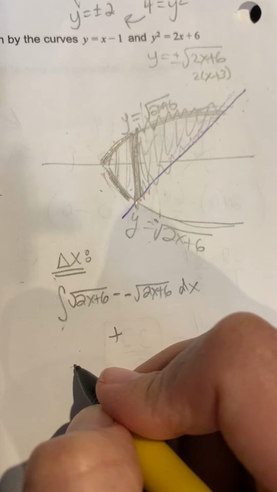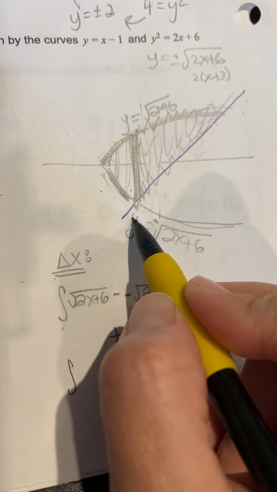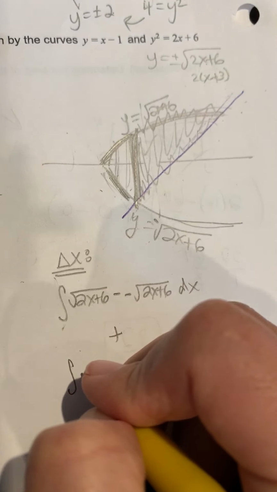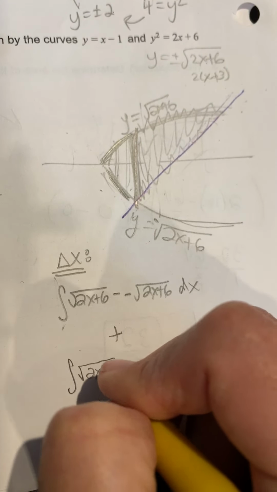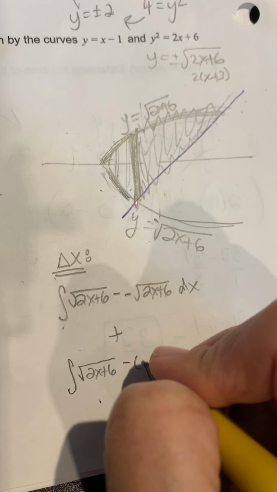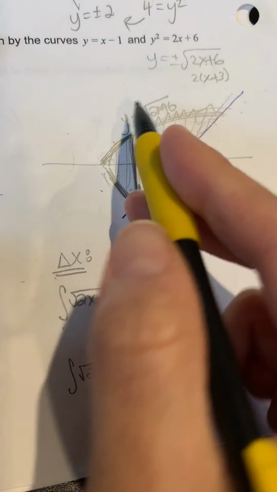So, and then this next part's going to be whatever that number is up to wherever that number is. Of course, I have to get all these values, but of course, the top function is still 2x plus 6, and the bottom function is now just x minus 1. I better put that in parentheses, okay?